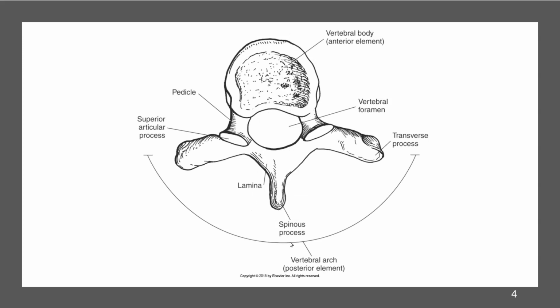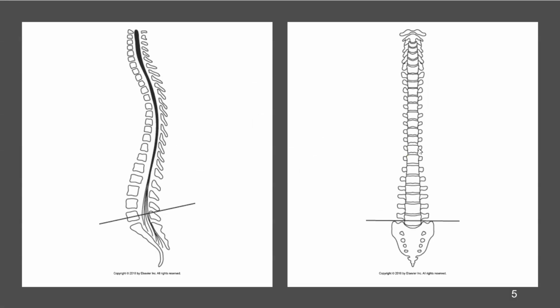Let's review some anatomy. We're going to be reviewing as we go through all the different levels. We have the vertebral body right in here with our vertebral foramen. We've got our transverse process and our spinous process. Between the body and the transverse process, we have the pedicle and the superior articular process. In between the transverse process and the spinous process, we have the lamina. And from one transverse process all the way around to the second transverse process is our vertebral arch, which is the posterior element.